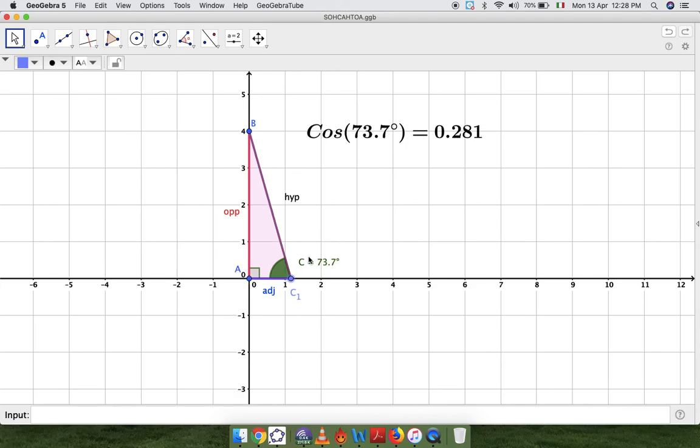Whatever angle I'm looking at, I'm looking at angle C right here. The leg touching angle C is the adjacent, it's next to. And the cosine ratio compares the adjacent to the hypotenuse. So remember that the sine is opposite over hypotenuse. The cosine is adjacent over hypotenuse.